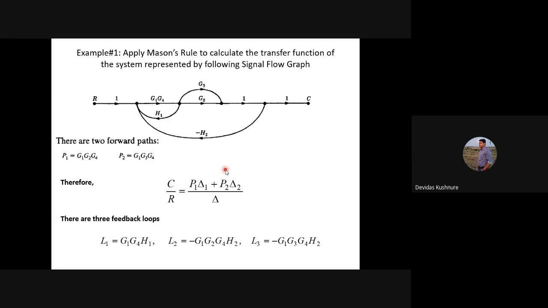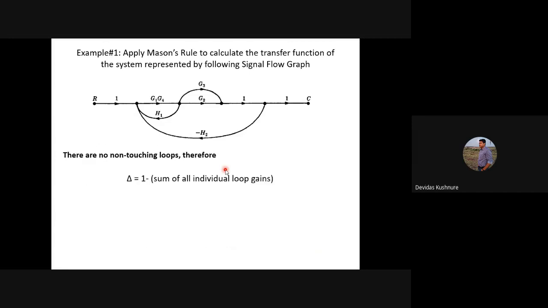So we stop finding loops in this problem, and move ahead to calculate the delta. Delta is defined in the simplest way because we do not have two non-touching loops or three non-touching loops. So your delta is restricted here: 1 minus the sum of all individual loop gains. So we put all the gains here, 1 minus (L1 plus L2 plus L3).